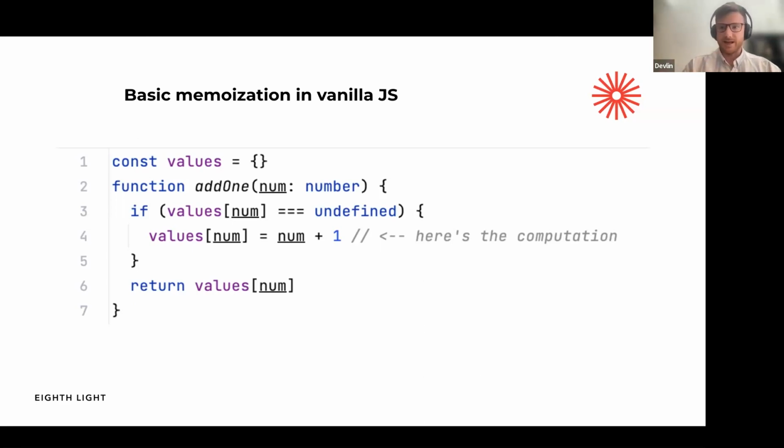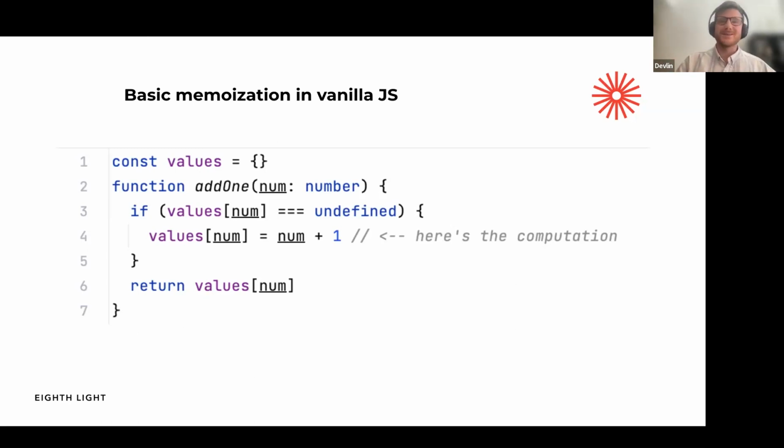So let's say we run this again with the number 5 again. This time on line 3, we look for the key of 5 and we find that the result already exists, which is 6. So we don't run line 4, we just immediately serve back the result from line 6. So this way we've avoided making this calculation.